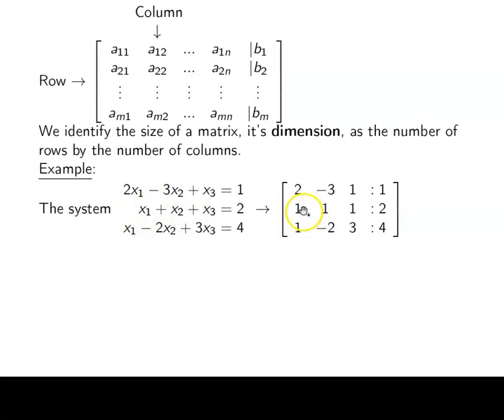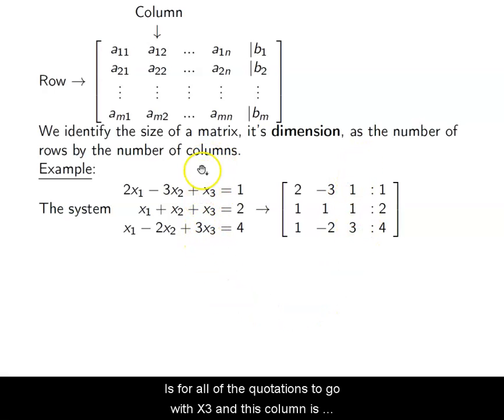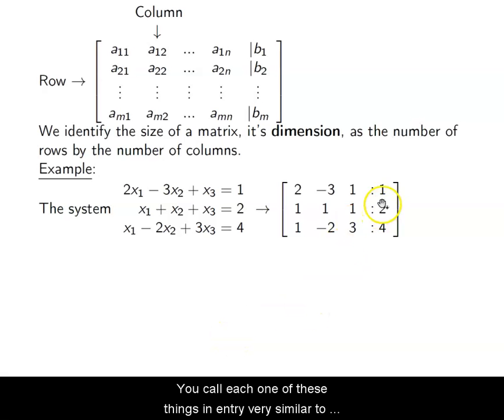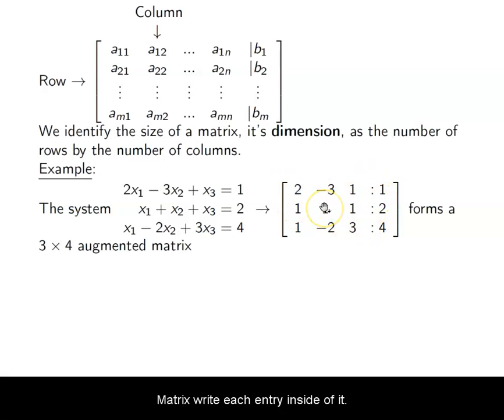Again, if something was missing, like for instance, if this x1 was gone, this would be a 0 right here. I wouldn't just leave it blank or write the first one because this column is reserved for all of the coefficients for the x1s. Okay, this column is for all the coefficients for x2s, and this column is for all of the coefficients that go with x3, and this column is all of the right-hand side entries. Okay, we call each one of these things an entry, very similar to what we do for vectors. These are the components of the matrix, right? Each entry inside of the matrix.